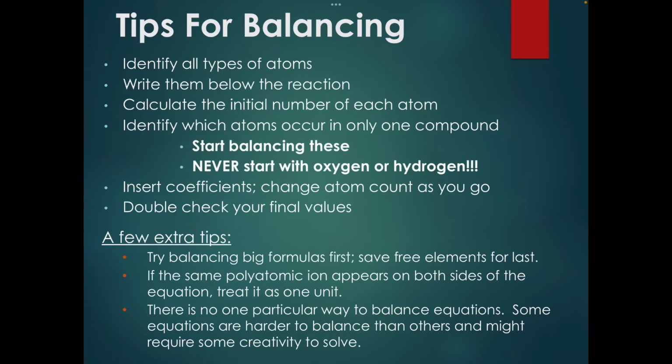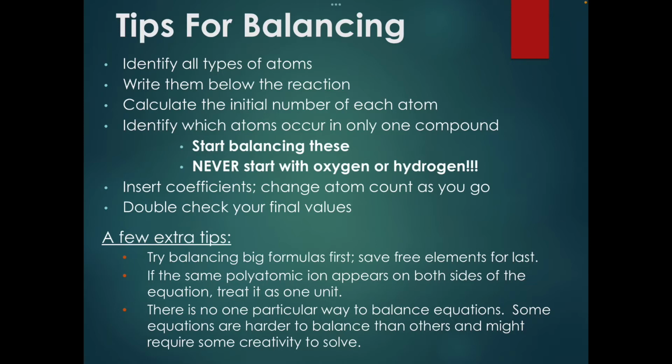So start balancing with something like calcium, like a metal, right? Things that are only going to show up in one place on each side of the arrow. Then we're going to put coefficients in and change our atom count as we go until everything evens out. And at the very end, we're going to double check our answers and make sure everything looks good. Okay, so this stuff at the top is our general process.